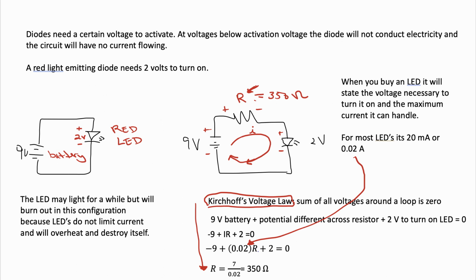So if I was going to build this, I might use like a 4 or 500 ohm resistor, but you need to have at least a 350, otherwise you're going to have too much current flowing through it and it'll burn up your diode.